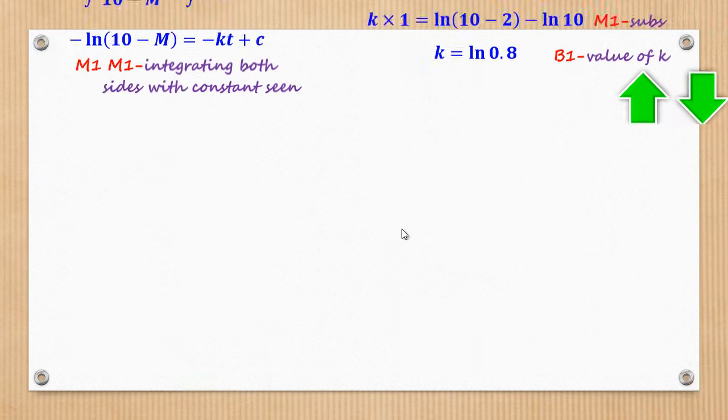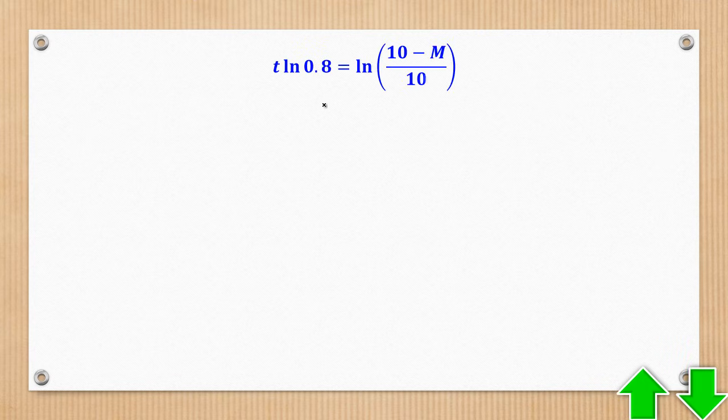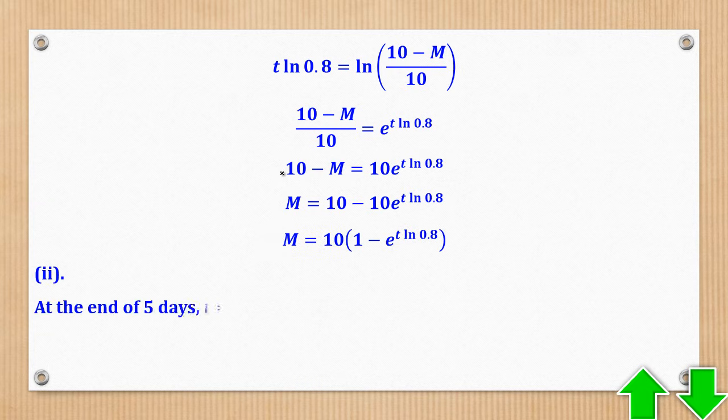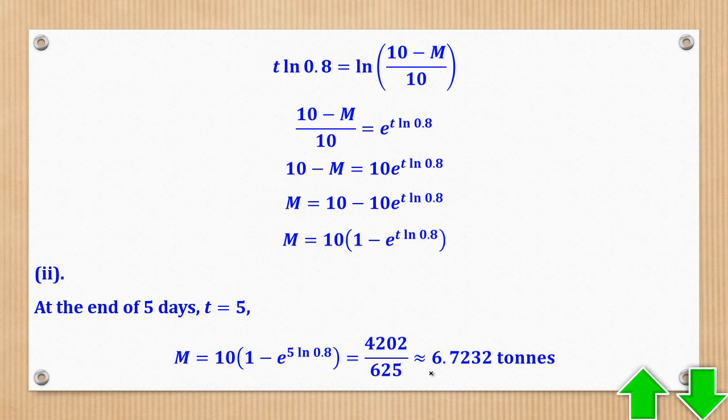So substitute for K to give you the particular solution. When I want to remove natural log, I'll put exponential on both sides to give you that. And then I'll make M the subject. And that's what they wanted. Then part B, at the end of 5 years, t is 5, so substitute t as 5. You'll get this as the amount sold.